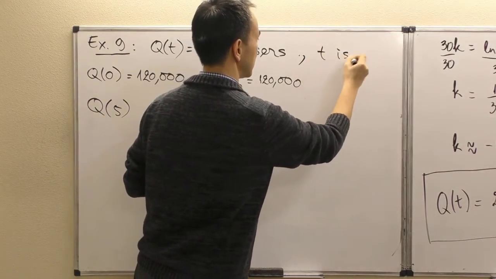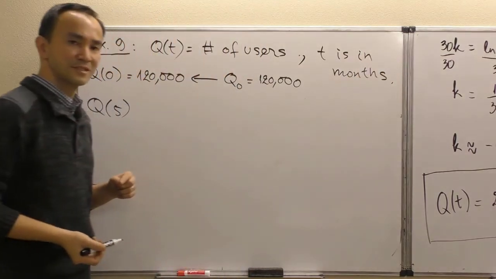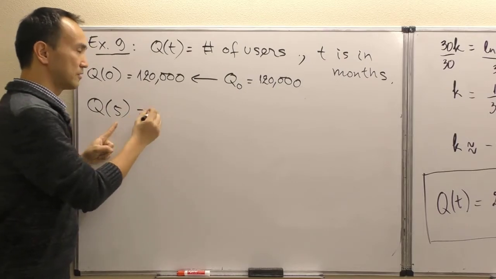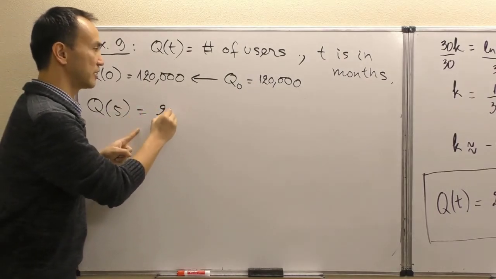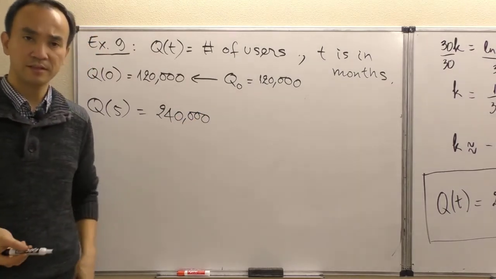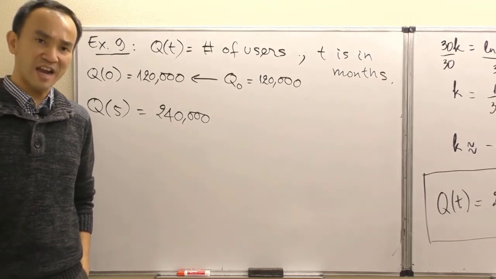Okay, t is in months. So Q of 5, so this is 5 months. In 5 months, we're looking at 240,000 users. It doubles. The population doubles right there. All right, and so now we have enough information.